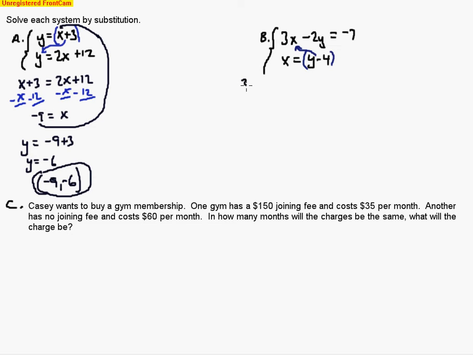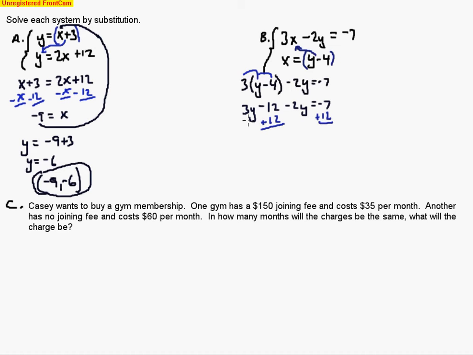We've got 3 being multiplied by x, but x is y minus 4. And then minus 2y equals negative 7. So we go ahead and do some work there. You're going to distribute that 3 over that subtraction. And when you do that, we're left with a 3y minus 12 minus 2y equals negative 7. So you go ahead and do some opposite operations there. We'll just add that 12 to both sides.